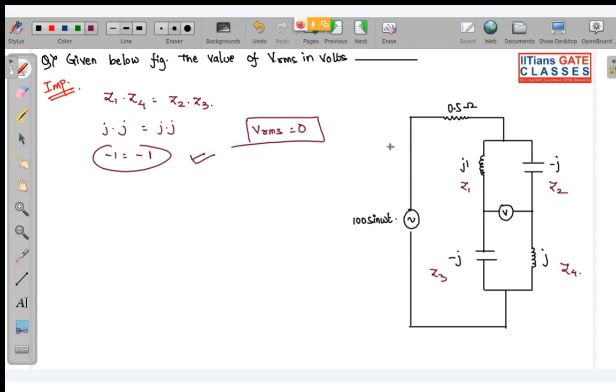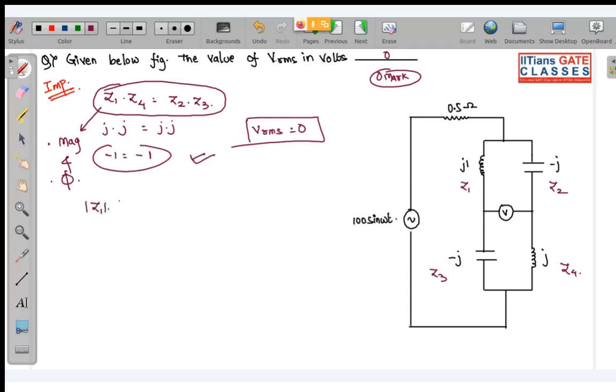Okay, VRMS is going to be 0. So now if you write the answer 0, you will also get 0 mark. Why? Because this has two parts in it, magnitude condition and phase condition. And I told you, whenever the branches of bridges are ideal inductor or capacitor, you have to check for magnitude and phase condition.